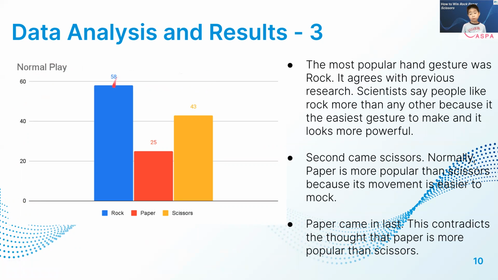This is another chart that we got when we added up the total sum. The most popular hand gesture here was rock. It agrees with previous research. Scientists say people like rock because it is more powerful and looks easiest to make. Second came scissors. Normally, paper is more popular than scissors because its movement is easier to make. Paper came in last. This contradicts the thought that paper is more popular than scissors.